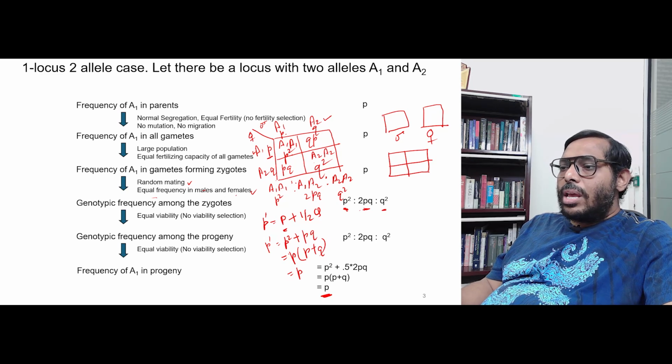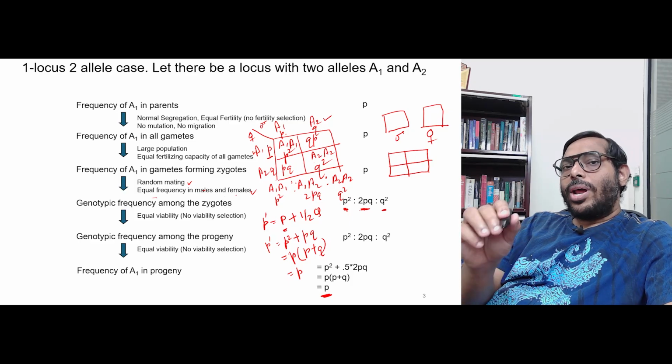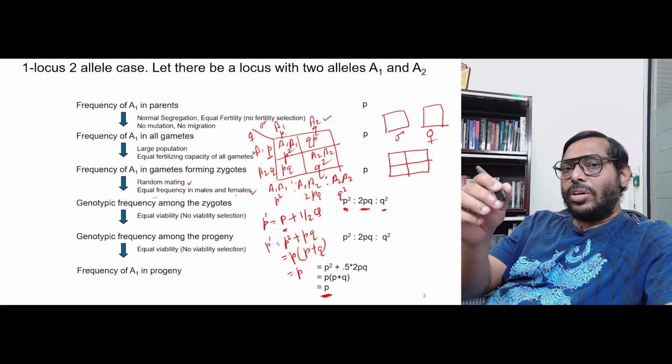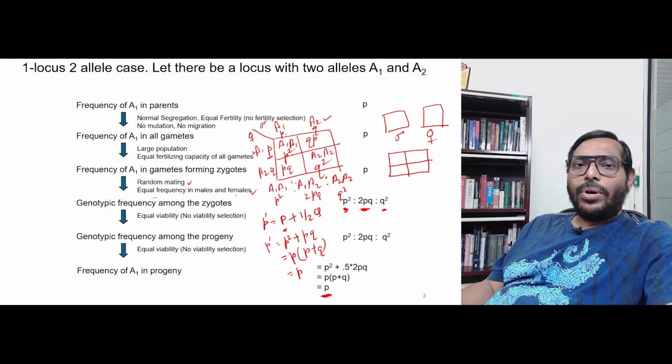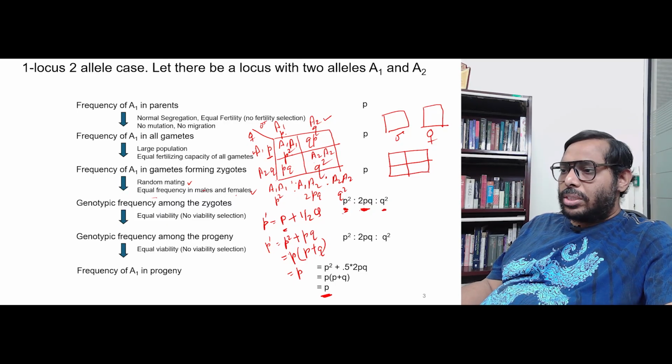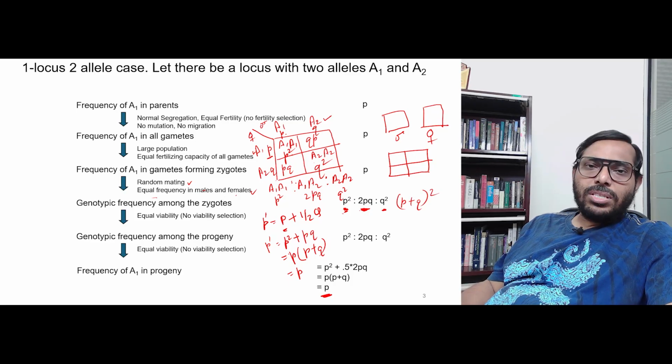In other words, if you are starting with the frequency of A1 as p, then assuming all these conditions are met, in the progeny the frequency of A1 is still going to remain as p, it will remain unchanged. Furthermore, there is a certain relationship between the gene frequency of A1 and the genotypic frequency, and that relationship is that p square is to 2pq is to q square, which essentially means these are the terms of the square of p plus q.